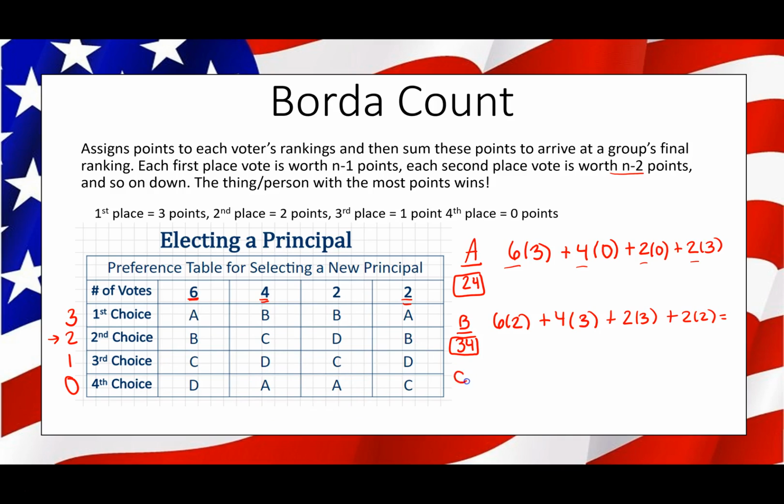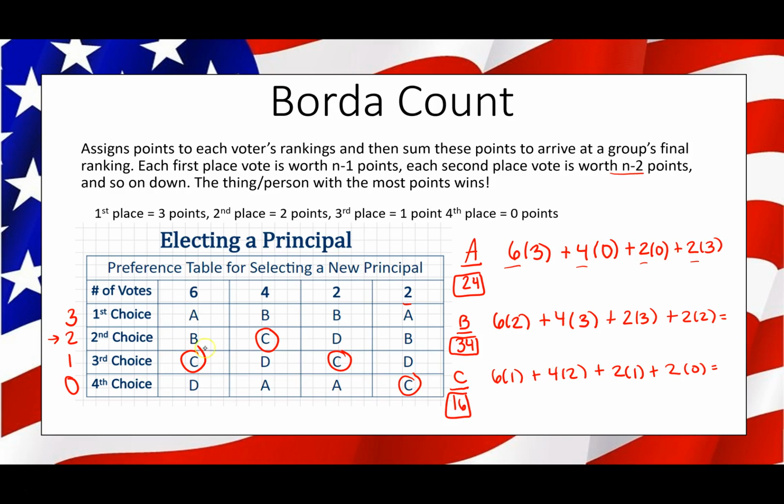Okay, let's go ahead and calculate C. So C is going to be 6 people giving it 1 point, and then you've got 4 people giving it 2 points, and then you've got 2 people giving it 1 point, and then you've got 2 people giving it 0 points. So that gives me only 16 points. Not so good for C.